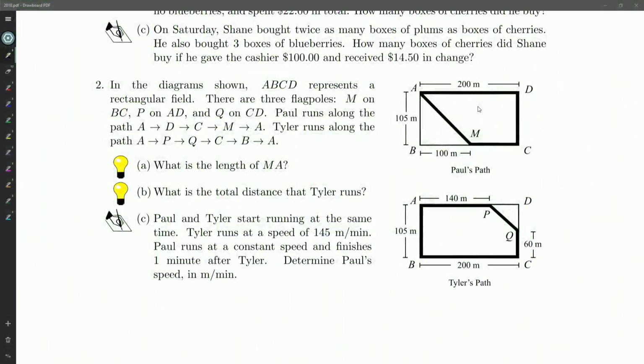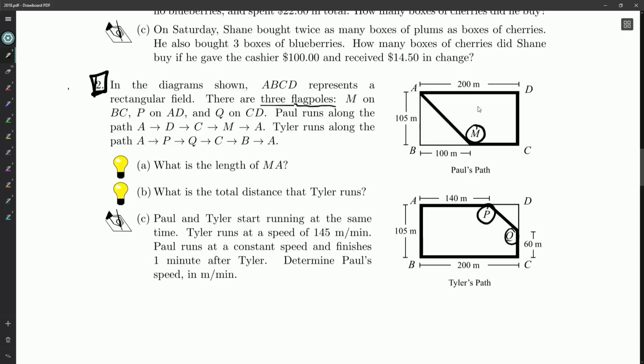Welcome back. Root Beer here, looking at question number 2 on our 2018 Grade 9 Fryer Contest. In the diagram shown, ABCD represents a rectangular field. There are 3 flagpoles, M over here on BC, P on AD, and Q on CD. So they're just flagpoles on the field, I guess. I don't know what these bold lines are for, but maybe if we read on.